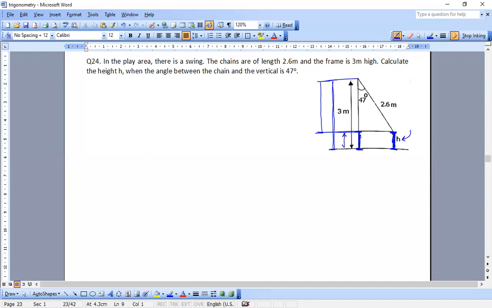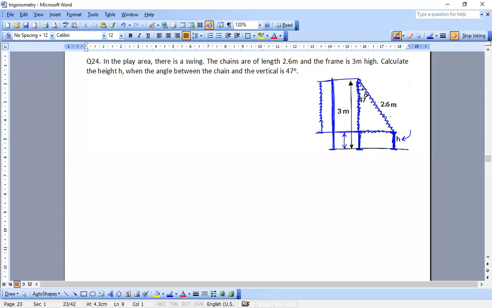If I take this length out from the 3 meter, then I'll be left with this value only. So I know the entire value, which is 3 meter, but I do not know this one. So we are trying to find out this length first. In order to find out this length, I'll consider the triangle over here. This is the triangle which I'm going to consider.